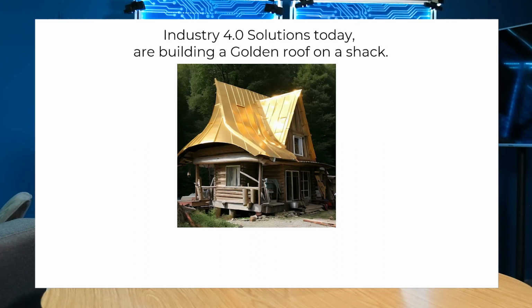Basically, what this picture illustrates is that most Industry 4.0 solutions are like building a golden roof on a shack. They have an existing infrastructure, an existing concept of process that runs on their production line, and all they do is put some data collection, some analytics on top of that, and it's like building a golden roof on top of a shack. You're not fundamentally changing how your production line works. So welcome to another Thursday Thought.